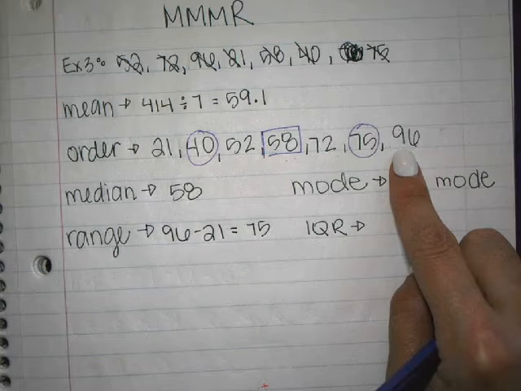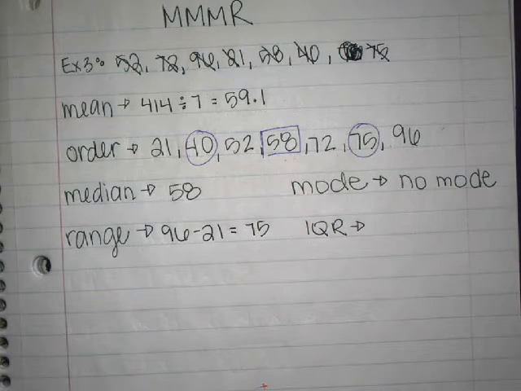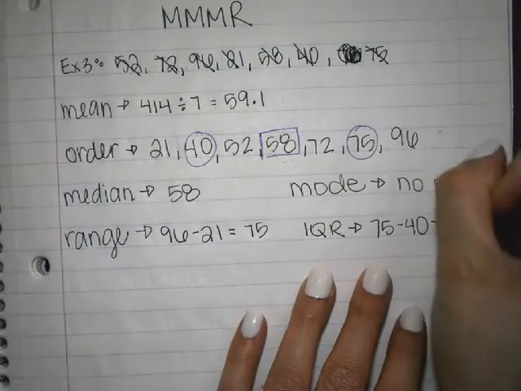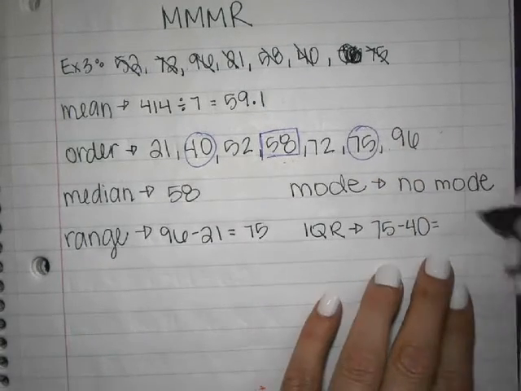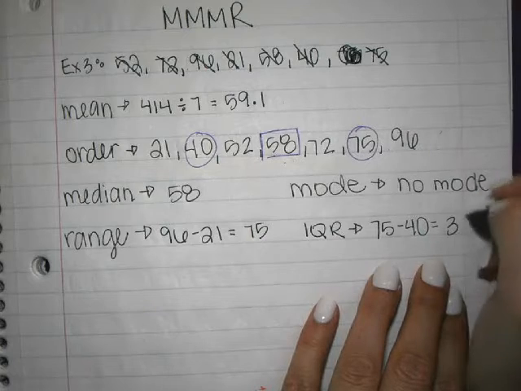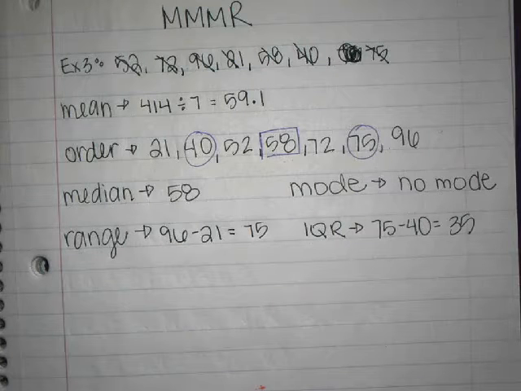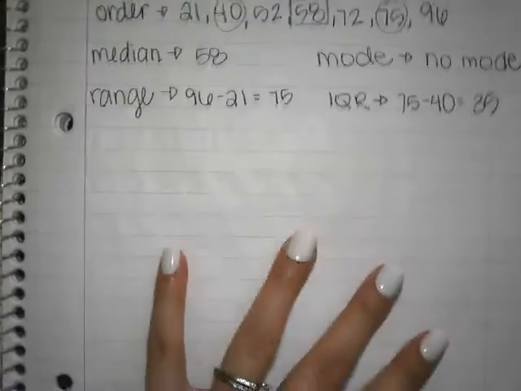Does that make sense, everyone? What do I do with those two numbers? 75 minus 40 is 35. Questions? Okay, I'm going to give you one more problem before we do our activity. You and your partner will find all of the numbers and then we'll go over them. Does that make sense? Okay, so here's our numbers.